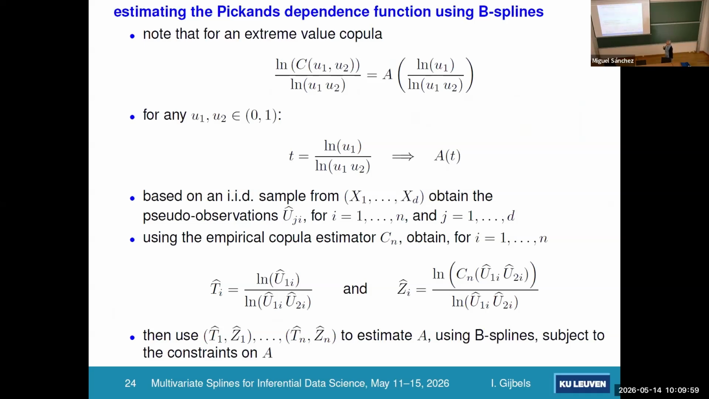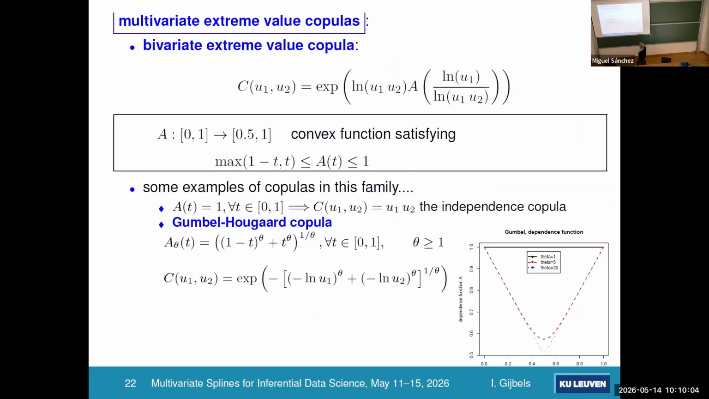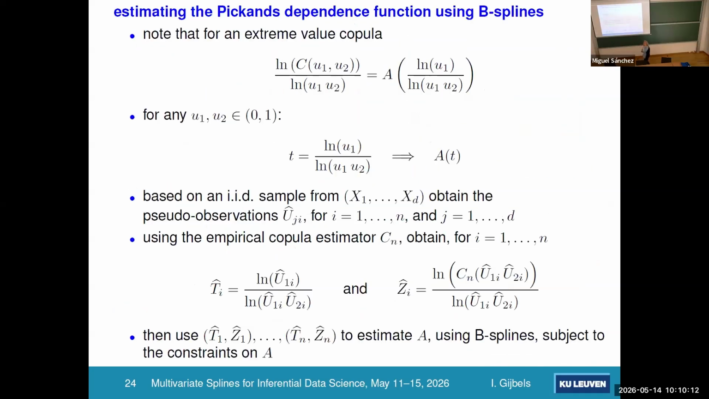How do you do that in the bivariate case? Well, if you think of the copula, if you take the logarithm on this side and you then bring that to the other side, you have this. Now this, what does it mean? If I call this t, then A of t should be equal to that, right? For any u1, u2. Now you have your data, right? You can calculate your pseudo observations. C I can replace by the empirical copula.